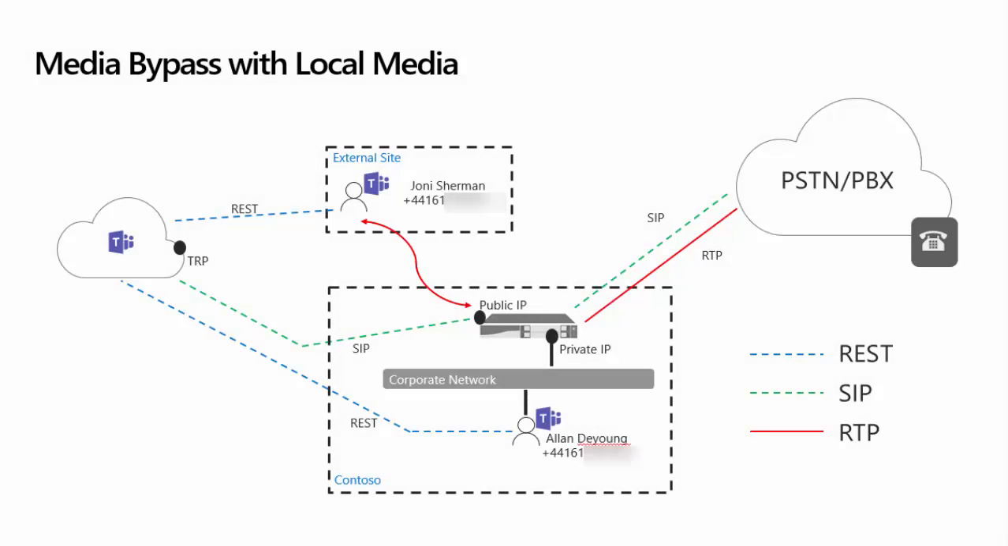In my lab, Joni's Teams client is outside the corporate domain. So when Joni makes and receives calls to the PSTN or PBX, her voice path will exist between her Teams client and the public address of the SBC. In real-life situations, the path to the SBC's public address may actually be blocked by accident or by design. In this case, the media will traverse the Microsoft Cloud's transport relay point to ensure that the media flow between the SBC and Joni's Teams client is always established.